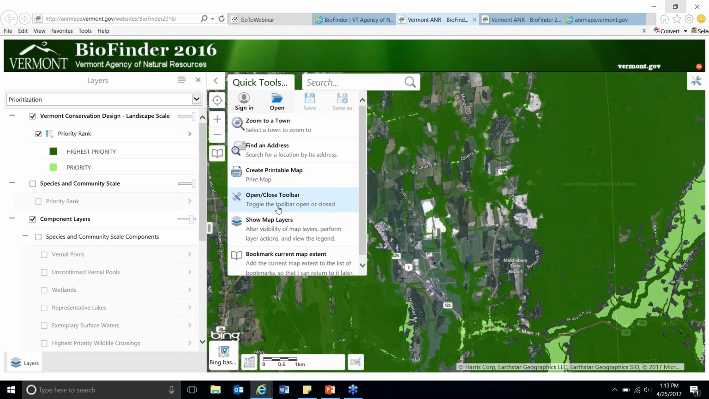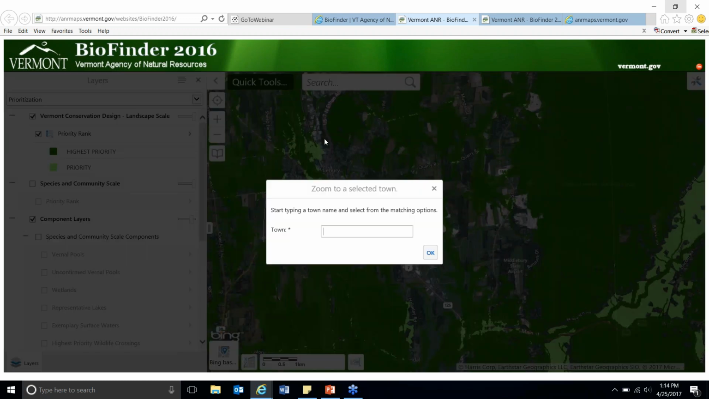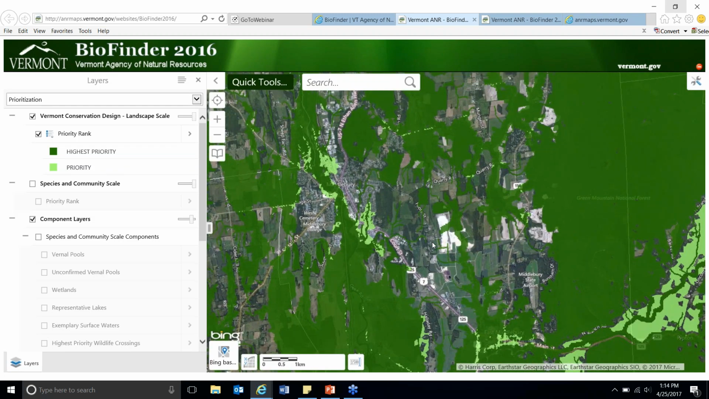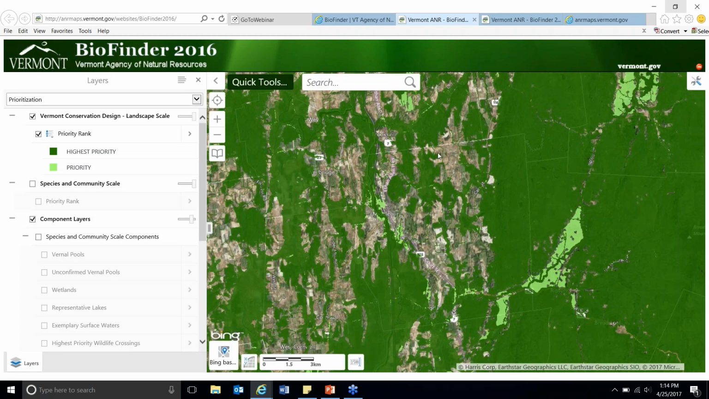You can open and close a toolbar with many more tools. You can bookmark your current map extent to come back to later. I'll just show a couple of these now. I use the zoom to town tool all the time, where if you open that and just start typing in the name of the town, wherever your map is positioned, it will go to that town. I was already in Middlebury, so maybe that wasn't a great example, but it'll take you to your location of interest.